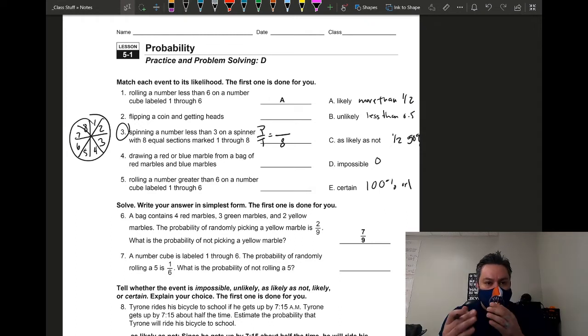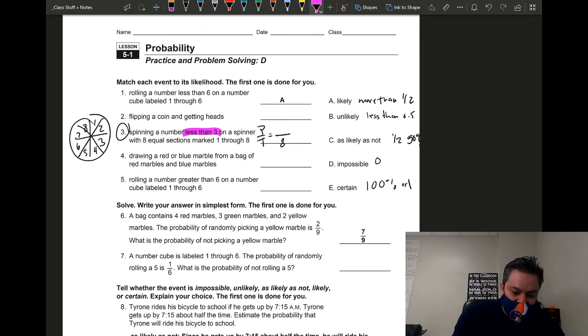Now, it says spinning a number less than 3. Now we gotta go back to when we talked about inequalities, okay? Because now we're looking for keywords that it says less than 3. And you gotta think about those vocabulary words, less than or equal or just less than. So in this case, it's saying less than 3. So that means you're not including 3. You're only looking at 1 and 2. Maybe if there were some negatives and zeros, you can include those. But in this case, there are numbers 1 through 8. If you would have said less than or equal to 3, then you would have included the 3. So in this case, I'm only looking for these sections right there.